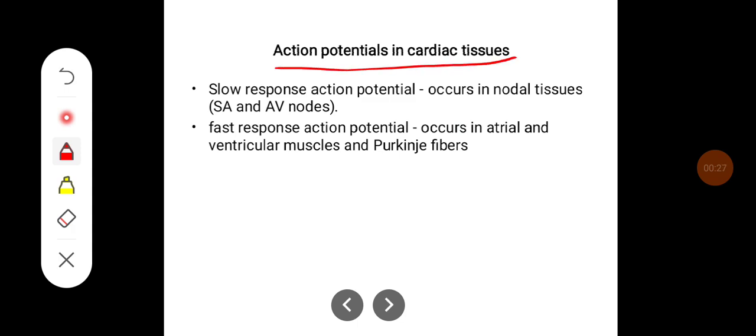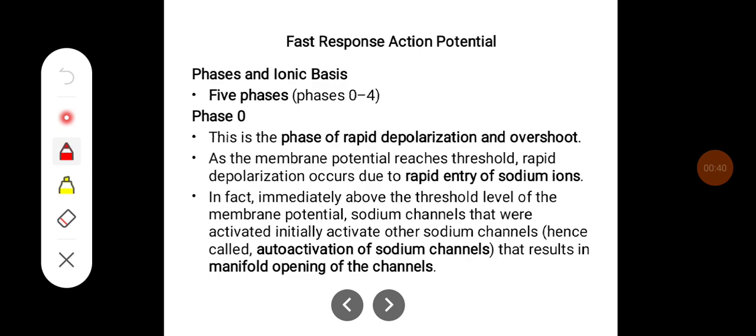Action potentials in cardiac tissues. Slow response action potential, which occurs in the nodal tissues, that is in SA node and AV nodes. Fast response action potential that occurs in the atrial and ventricular muscles and Purkinje's fibers. Fast response action potential has got 5 phases from phase 0 to 4.